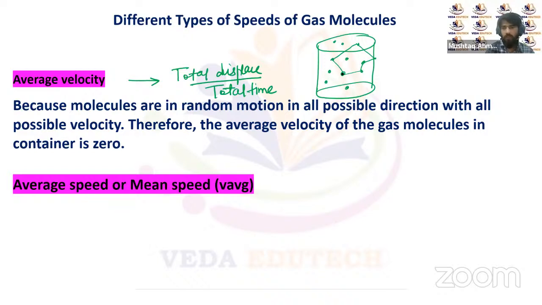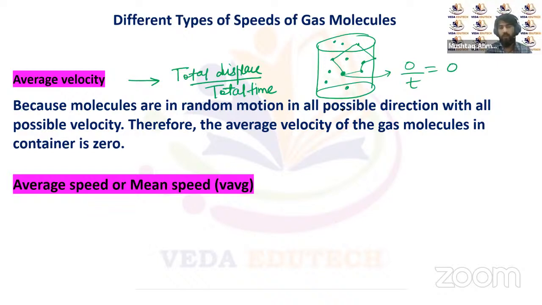Now let's suppose after some time t, this particle came back to its original position through different collisions. So we can say the displacement of this gas molecule is zero upon the time t, that will be zero, right? It means the average velocity of each and every gas molecule here is zero, because after some time t, these gas molecules will come back to their original position. This will happen to each and every gas molecule.